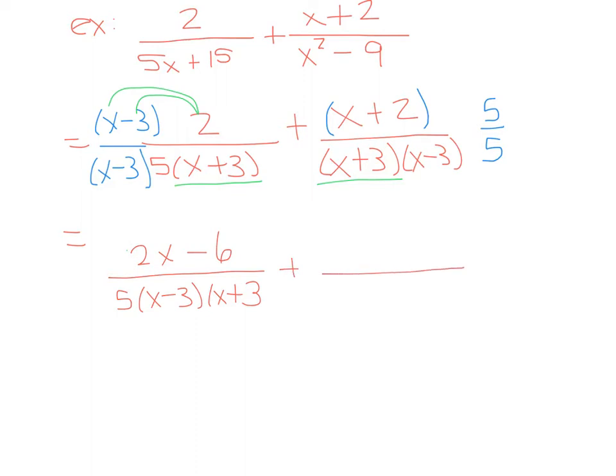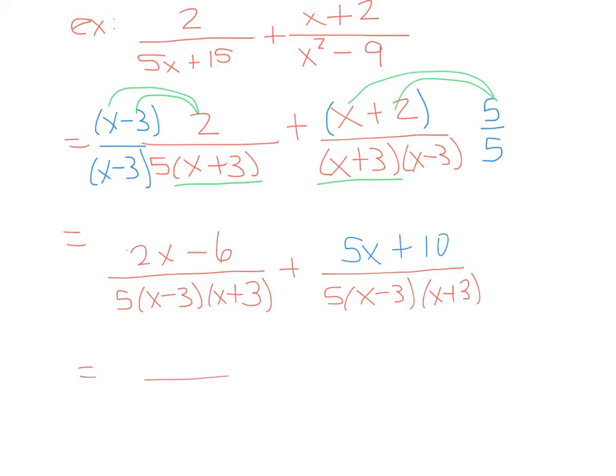Okay, we've got our common denominator of 5 times x minus 3, x plus 3 for our other rational expression. And here we want to distribute that 5, getting 5x plus 10. Now we do that last step where, because we have our common denominator, we can add across the numerator.